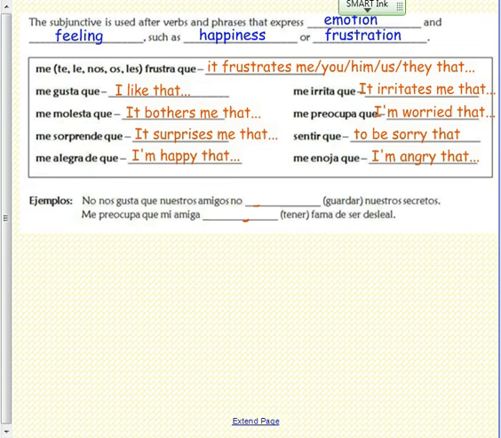How'd you do? No nos gusta que nuestros amigos no guarden nuestros secretos. Me preocupa que mi amiga tenga fama de ser desleal. Remember that for the verb tener, we have to start with the yo form, tengo, before we add the opposite ending.